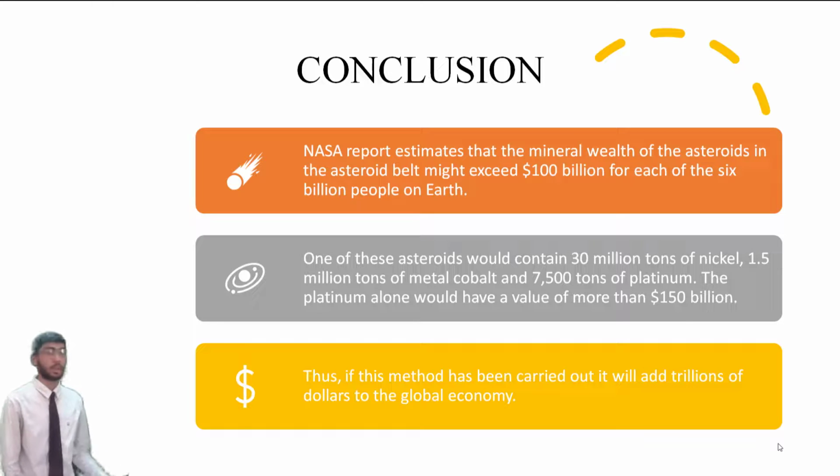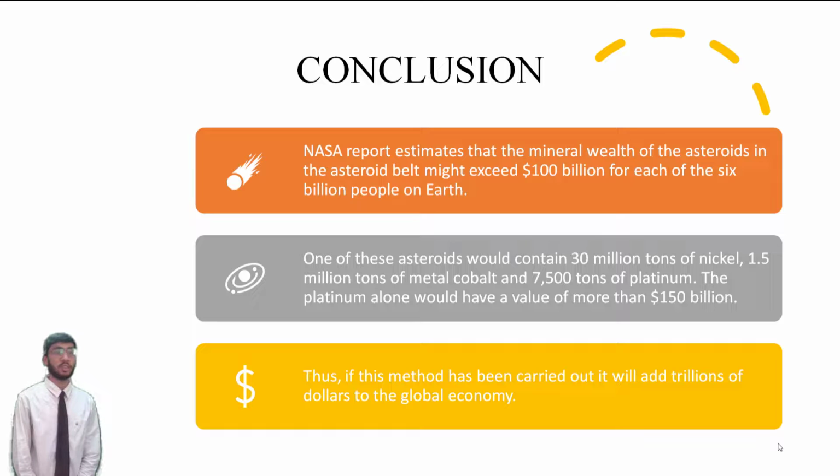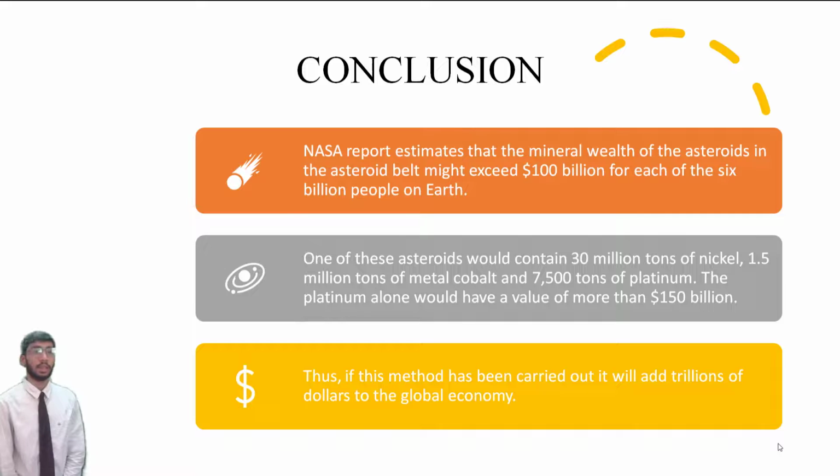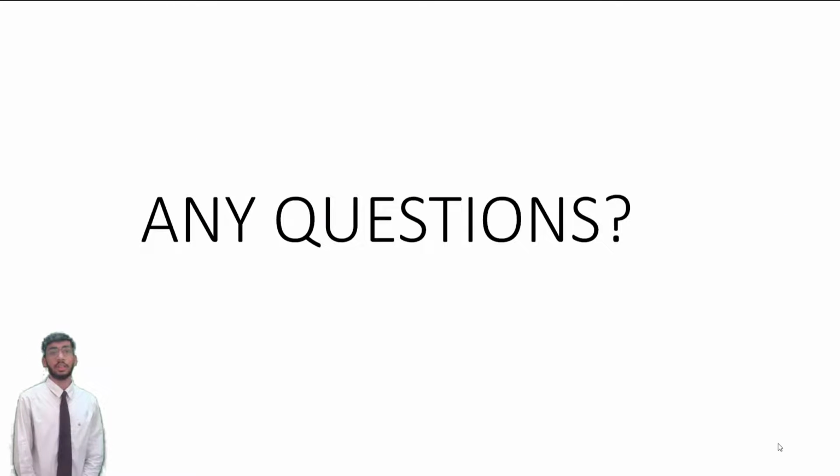And now, this is my conclusion. Next slide. NASA reported estimates that the mineral wealth of the asteroid belt can exceed 100 billion for each of the 6 billion people on the Earth. One asteroid would contain 300 million tons of nickel, 1.5 million tons of cobalt and 7,500 tons of platinum. The platinum, along with the others, has a value of more than 150 billion. Thus, if this is carried out, it will add trillions of dollars to the global economy. And thank you. Any questions?